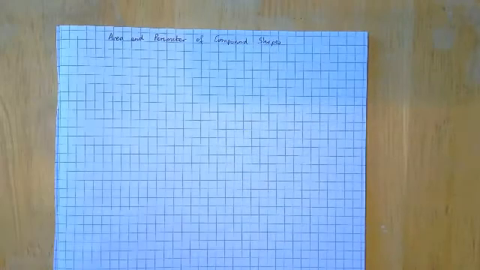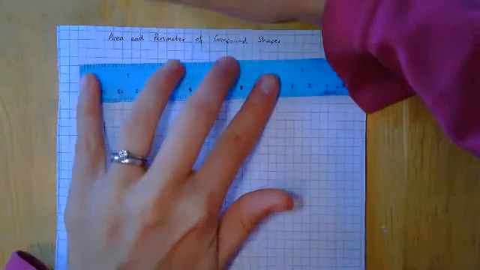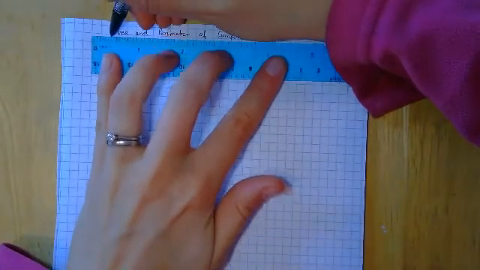You'll need your ruler to hand. So you can start by underlining your title, but you will need your ruler to draw some shapes in a second. Okay, so if you want to pause and grab your ruler, feel free.